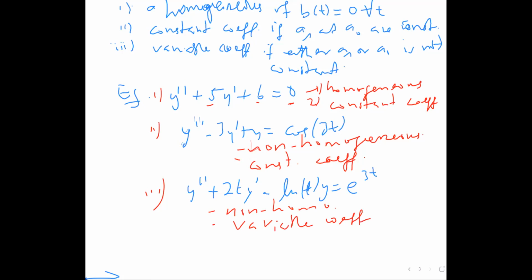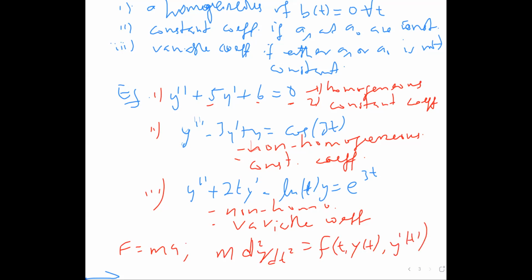So in that case, if we go back to force equals mass times acceleration, we can write mass times the second derivative of position with respect to time is equal to force, which is dependent on time, the variable, and then the first derivative.